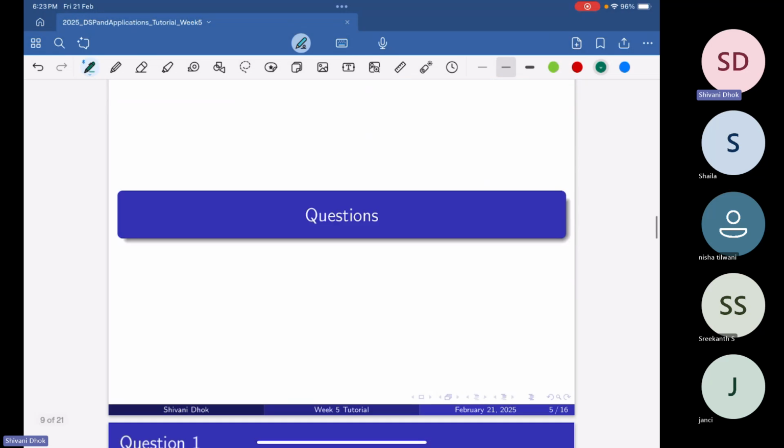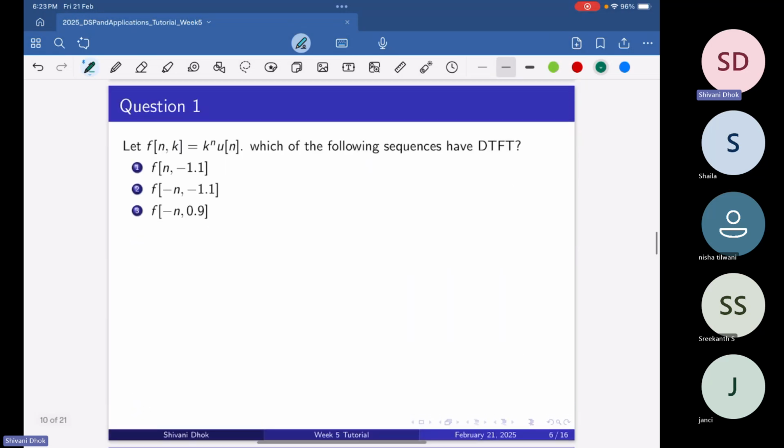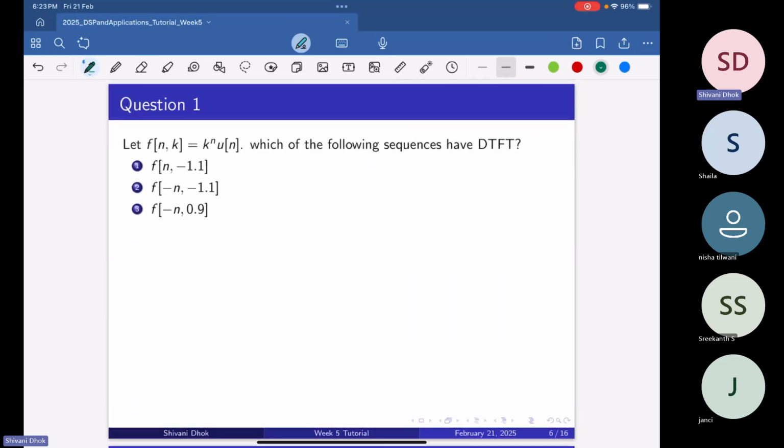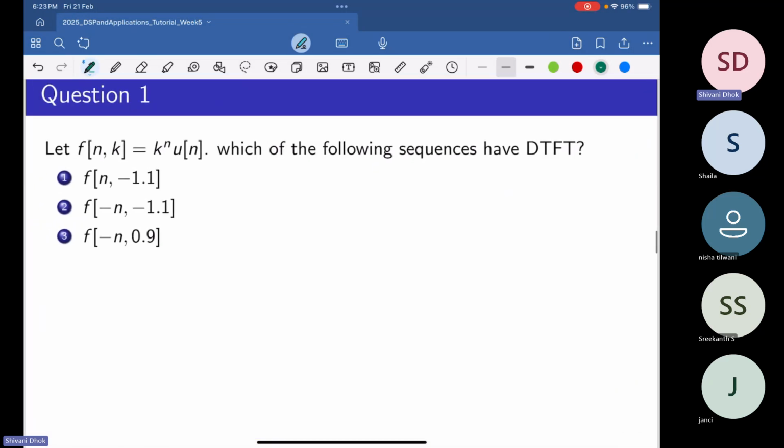Okay, if there are no questions, then let's start with the first question that I have planned. These are the questions from last year's assignment. Let f of n comma k be defined like this. Which of the following sequences have the DTFT, or for which can we find that the DTFT exists?